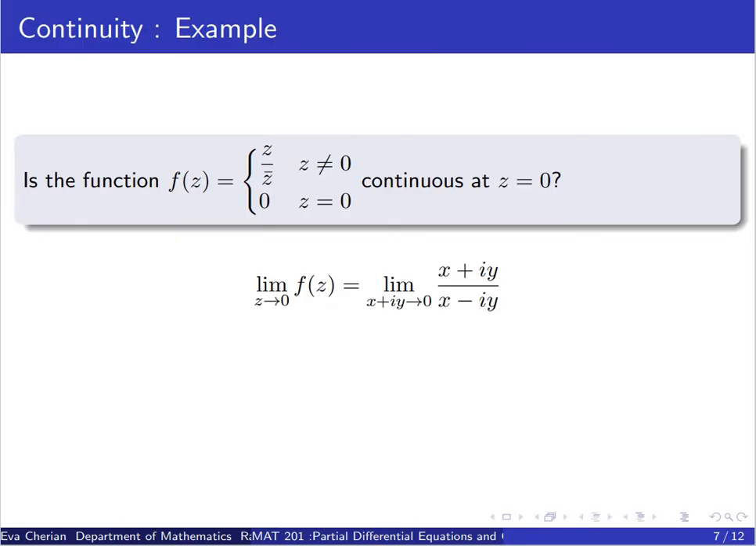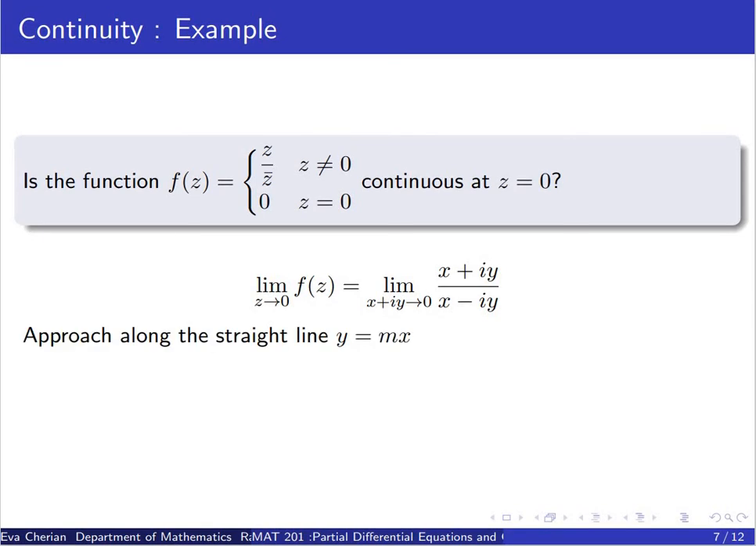Limit z tends to 0 f of z is the same as limit x plus iy tends to 0 of x plus iy divided by x minus iy. Let's approach the limit along the straight line y equal to mx. This is the straight line passing through 0 with slope equal to m.